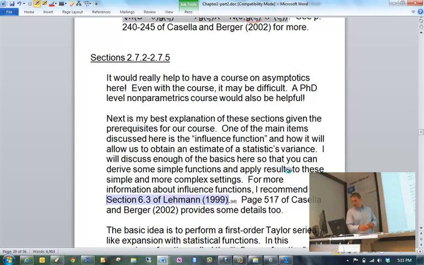Just out of curiosity before we leave, has anybody heard of an influence function before? Where? In regression? Well, I guess we would just talk about influence statistics there. Okay. Yeah, that's going to be something different.